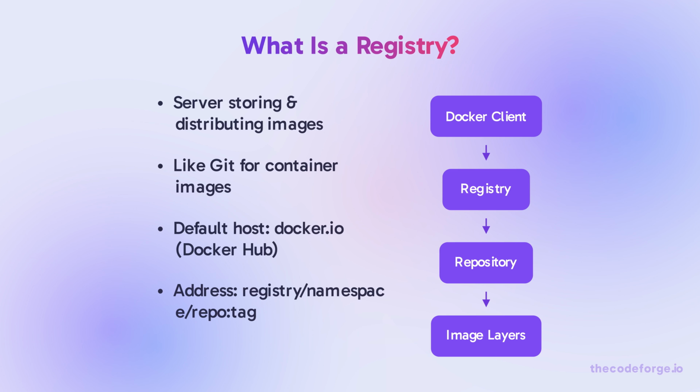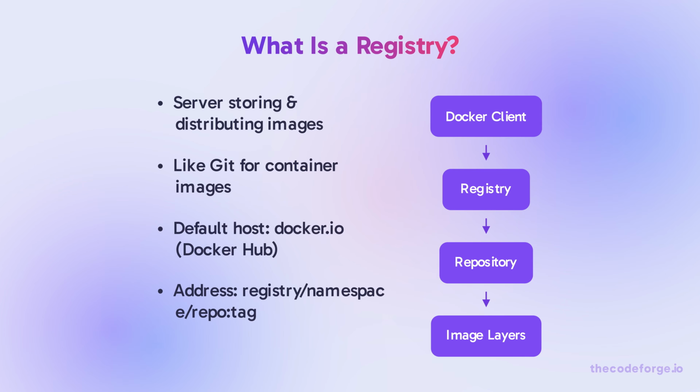A Docker registry is a server that stores and serves container images. Think of it as a Git repository for images. Docker Hub is the default registry, but you can use AWS ECR, Google Artifact Registry, or self-host one.